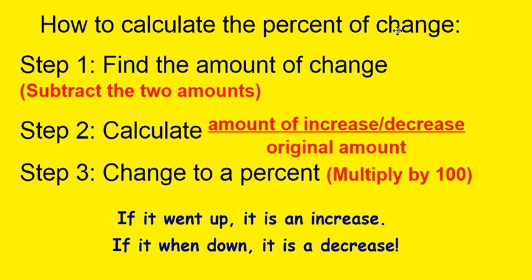How to calculate the percent of change. Step 1, find the amount of change. So what you're going to do is just subtract the two amounts. Step 2, calculate the amount of increase or decrease over the original amount. Step 3, change it to a percent, so we're just multiplying times 100. So if the prices or if the change went up, it's an increase. If it went down, that means it's a decrease.